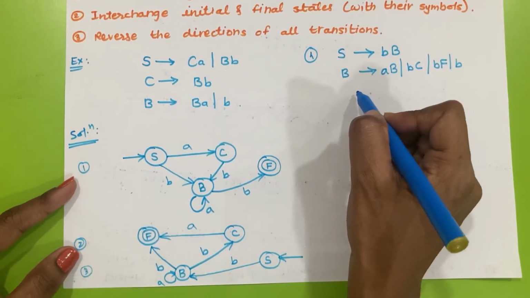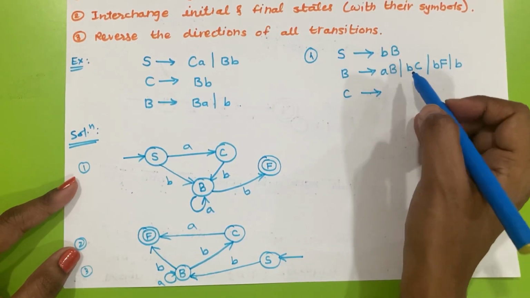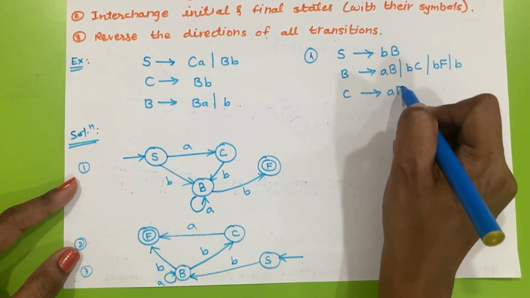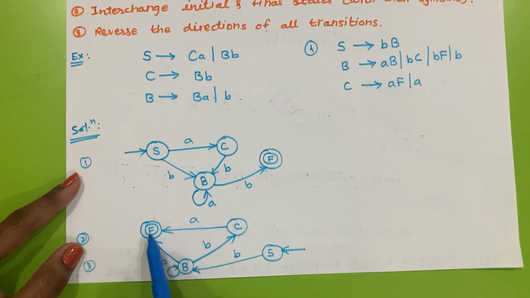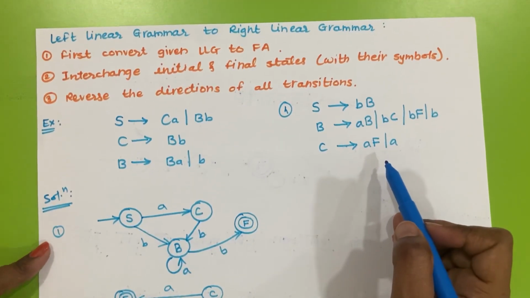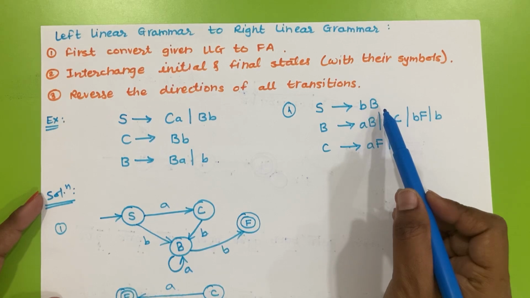Okay, now next C tends to AF and simply A, because F is final state, so we have to add two transitions for a final state. Okay, so this is our resultant right linear grammar because the variable is present at the rightmost side.